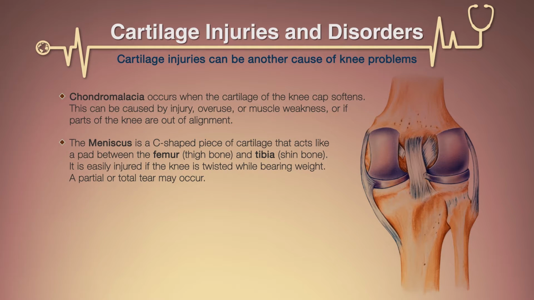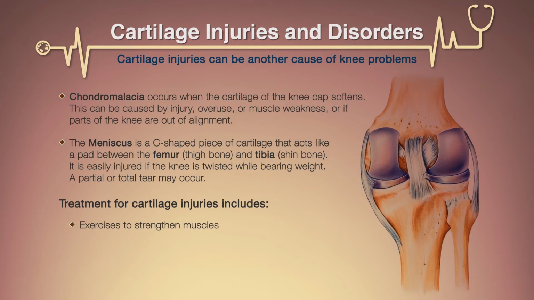The meniscus is a C-shaped piece of cartilage that acts like a pad between the femur or thigh bone and tibia or shin bone. It is easily injured if the knee is twisted while bearing weight. A partial or total tear may occur. If the tear is tiny, the meniscus stays connected to the front and back of the knee. If the tear is large, the meniscus may be left hanging by a thread of cartilage. The seriousness of the injury depends on the location and size of the tear. Treatment for cartilage injuries include exercises to strengthen the muscles, electrical stimulation to strengthen the muscles, and surgery for severe injuries.